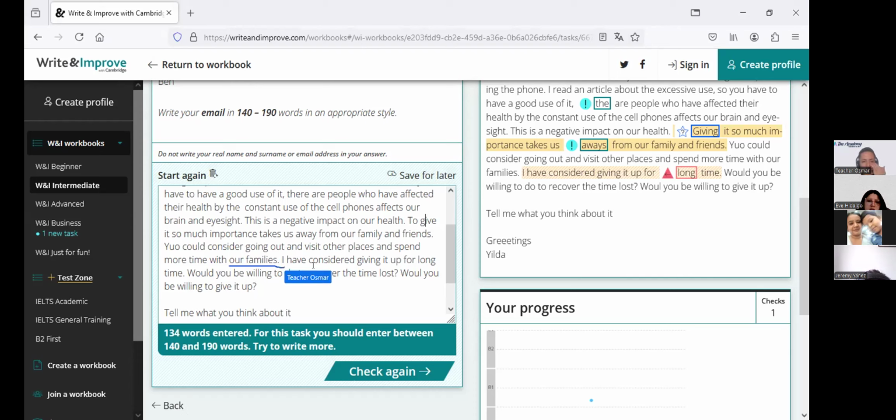Aquí podrías considerar salir y visitar otros lugares y pasar más tiempo con tu familia. With your family en singular.